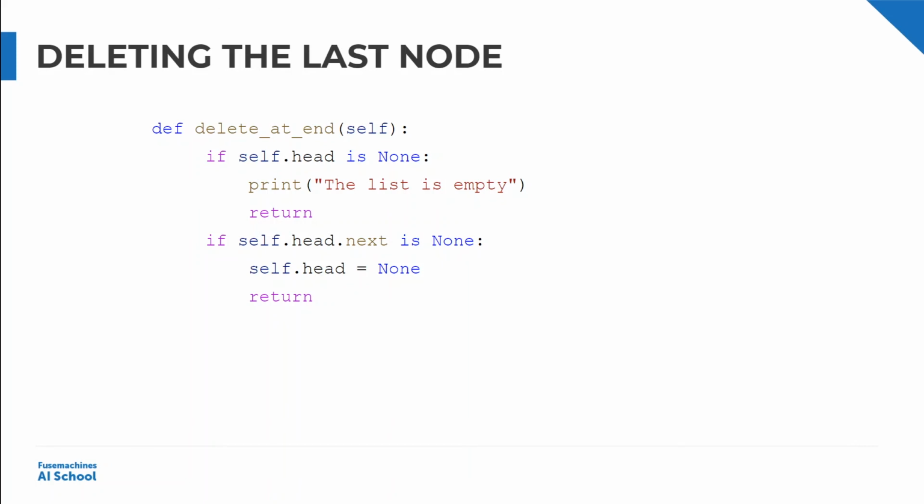The two conditional if statements take care of the case where the list is empty and the case where we only have a single node in the list. If we have only a single node in the list, we update the head to point to None. Else, we traverse the list till the end and use the previous pointer to access the second last element. Then we update the next pointer of the second last element to point to None. And that's what the last line of the code does. So that's it for the doubly linked list.